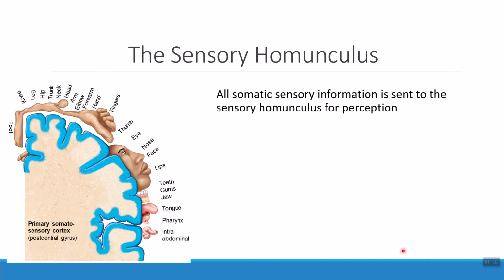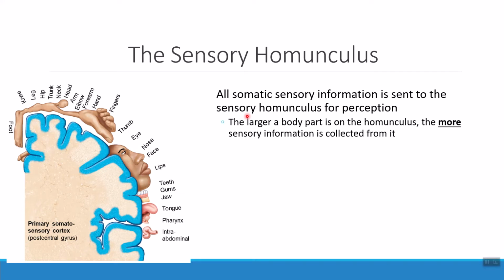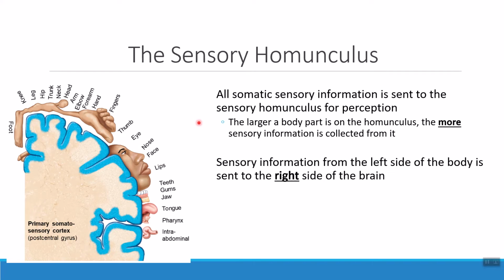So let's tie it all together. Remember that when we talk about somatic sensory information, all of it that is consciously perceived is perceived at the sensory homunculus. Remember that from this homunculus, the larger a part of the body was, the more information we send to that area. So we talked about how we collect a lot of information with our fingers, with our face, not so much information with our trunk or our hips. We're getting more information from the larger body parts, less information from the smaller parts.